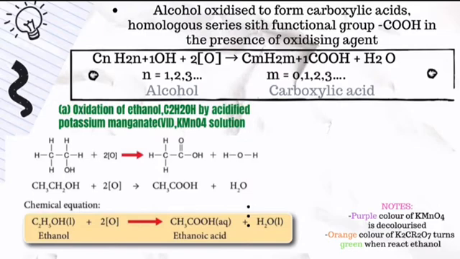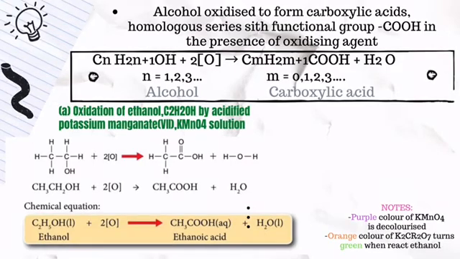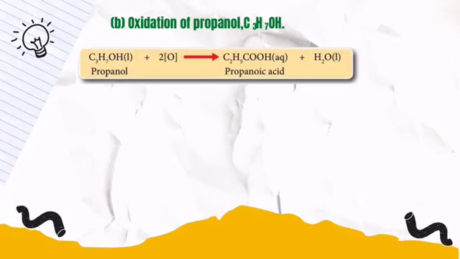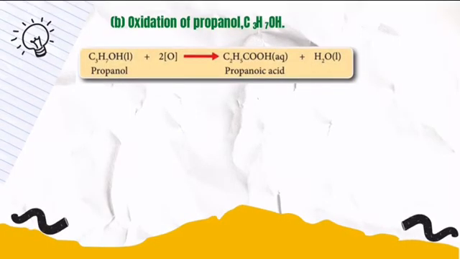At the end of the oxidation process, we will see that the purple color of potassium manganate is decolorized. Other than potassium manganate, we can also use potassium dichromate to carry out this experiment. The orange color of potassium dichromate turns green when it reacts with ethanol. Another example of oxidation of alcohol is the oxidation of propanol. Propanol oxidizes into propanoic acid and water.